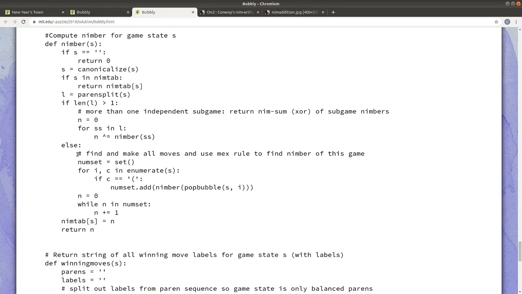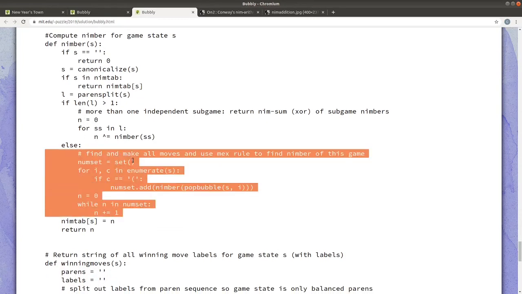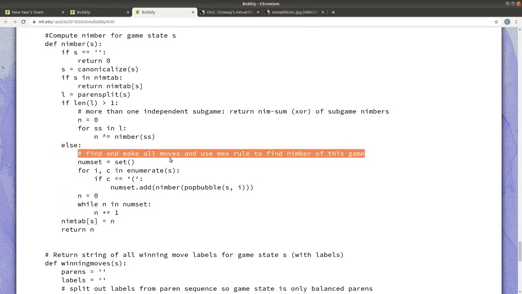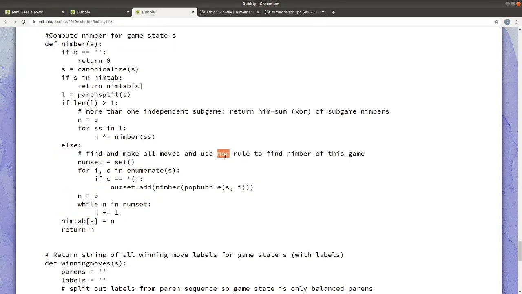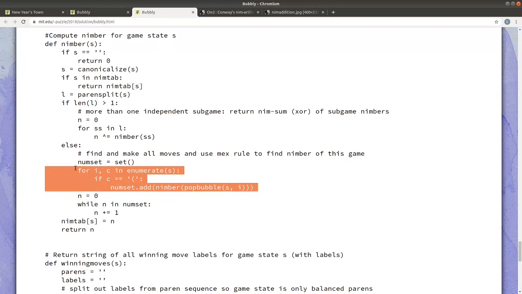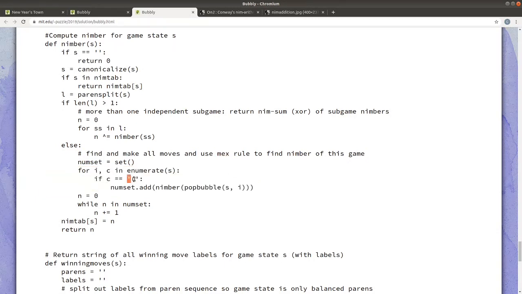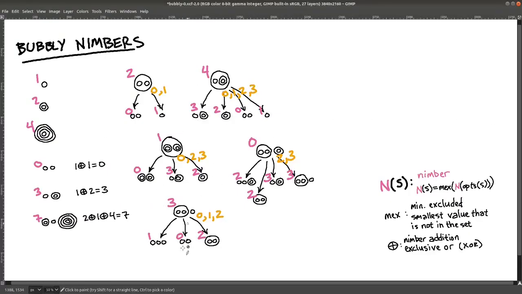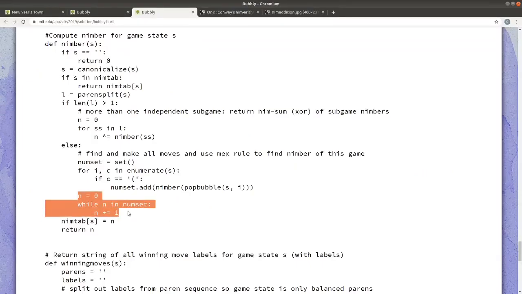That's great. But here's how they handle when there is only one bubble. I was hoping to find just as simple a formula. So what they do in this case is they fall back to the original definition, where you find the nimbers of all of the options and then take the max of that. So this is looping over the entire state and looking for every bubble. It pops that bubble, takes the resulting state and takes its nimber, which is the same thing as we were doing here. And this line finds the smallest number that is not in num set.